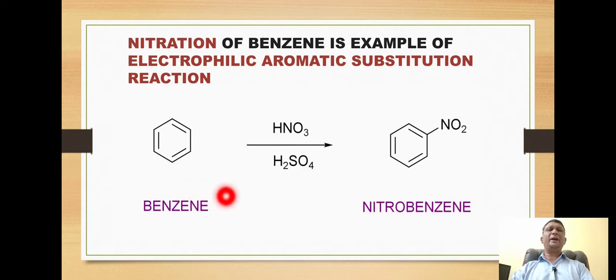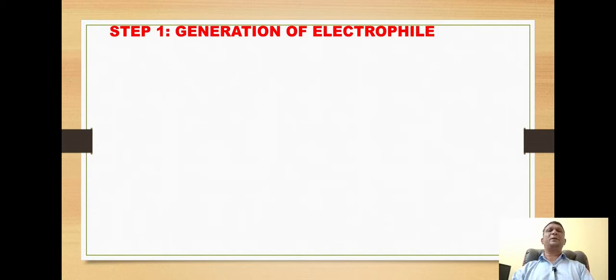Now in this reaction, the nitronium ion substitutes the hydrogen ion from benzene, and both the H+ and the NO2+ are electrophiles. So this reaction is called an electrophilic substitution reaction. Let's look at how this reaction takes place.